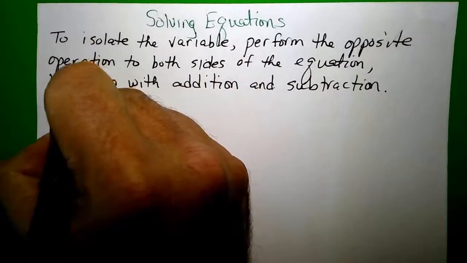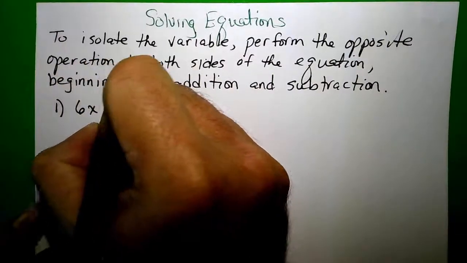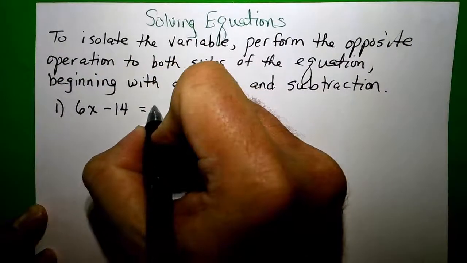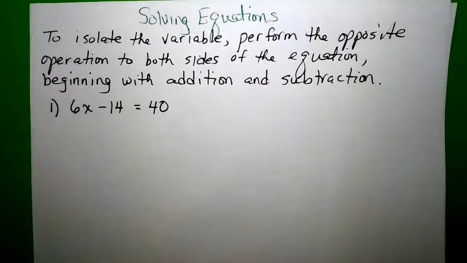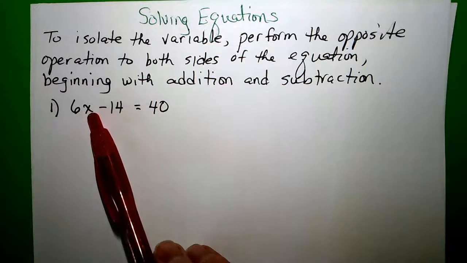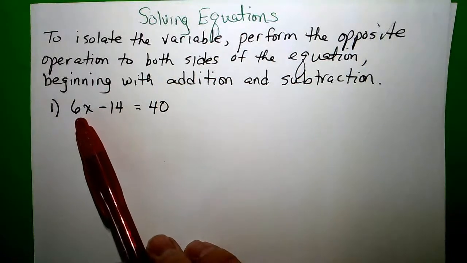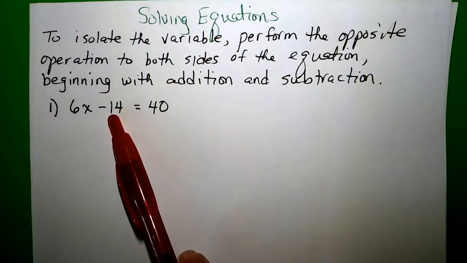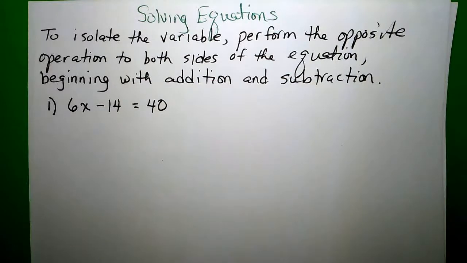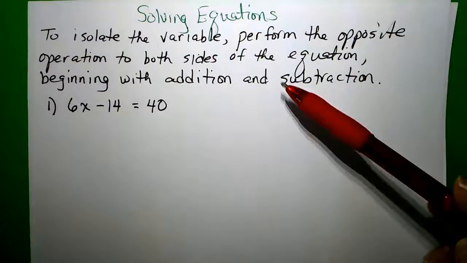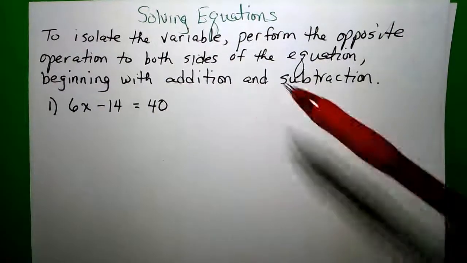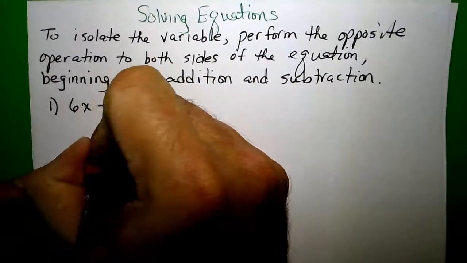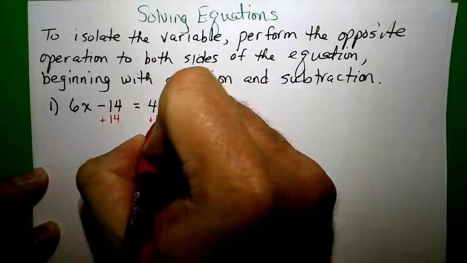And here's the first one I'm going to do. 6x minus 14 equals 40. Well, this is 6 times x, so the opposite of multiplying by 6 would be divide by 6. The opposite of subtracting 14 would be to add 14. So what do we do first? Are we going to divide both sides by 6 or add the 14? Well, you begin with addition and subtraction, so you're going to add 14 to both sides of the equation.